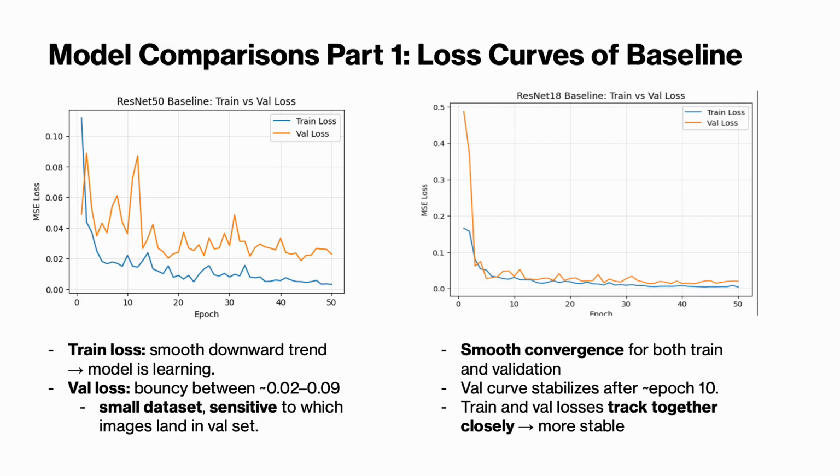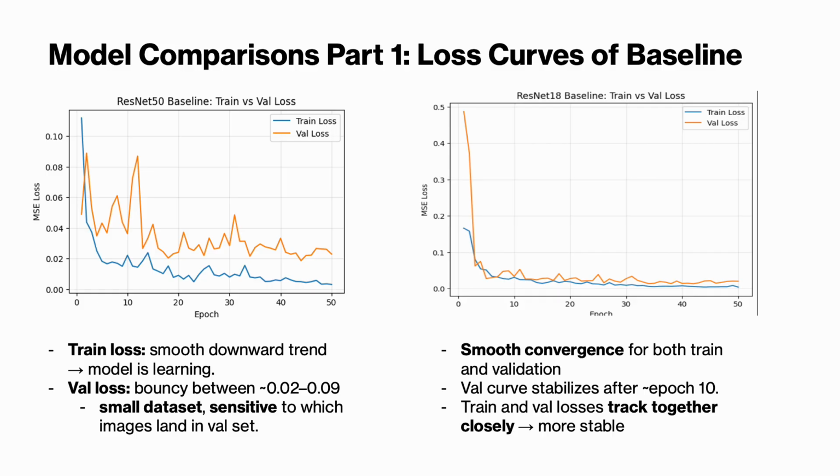Let's look at how training went. On the left is ResNet50's baseline training curve. The blue training loss follows a smooth, monotonic, downward trend. The model is learning consistently throughout the 50 epochs. The orange validation curve is noisier, bouncing between roughly 0.02 and 0.09 MSE, or mean squared error. This is expected with a validation set of only 50 images. Small sets are sensitive to which specific images happen to land there.